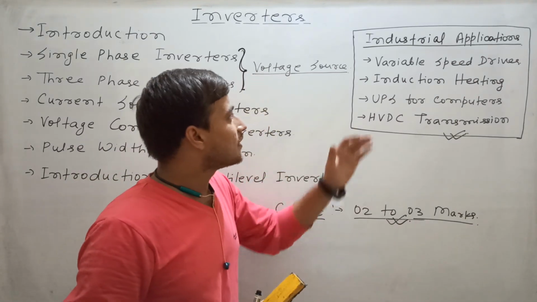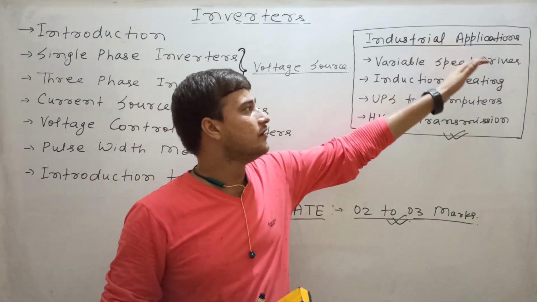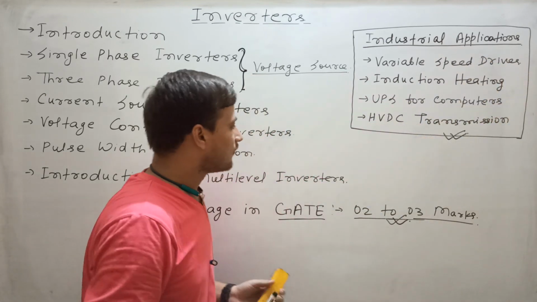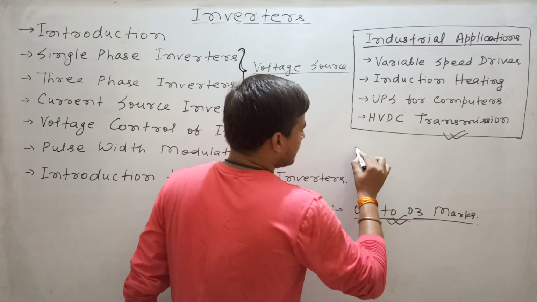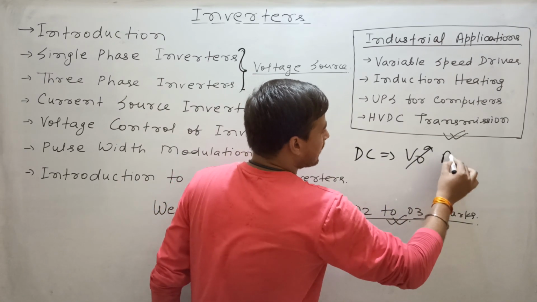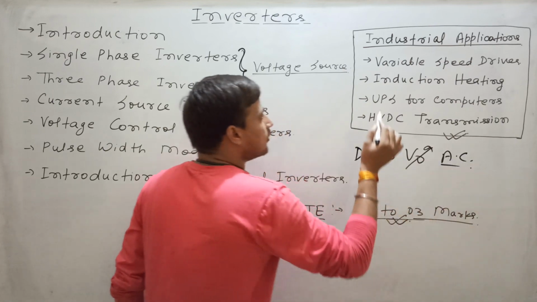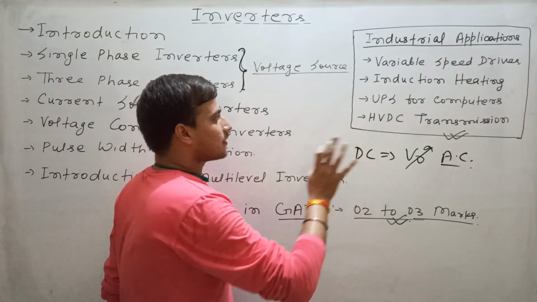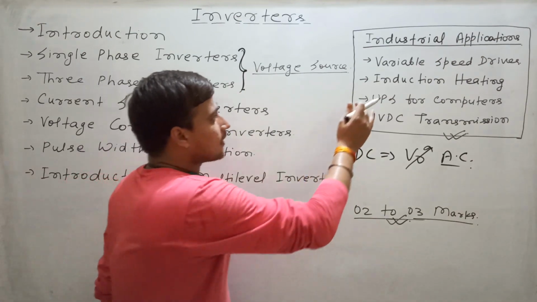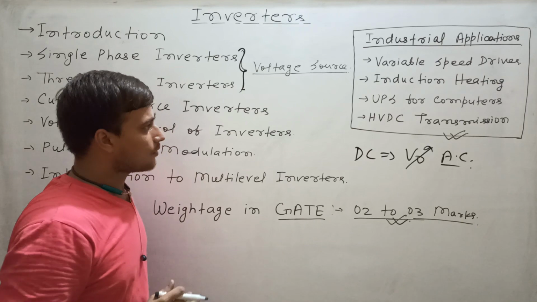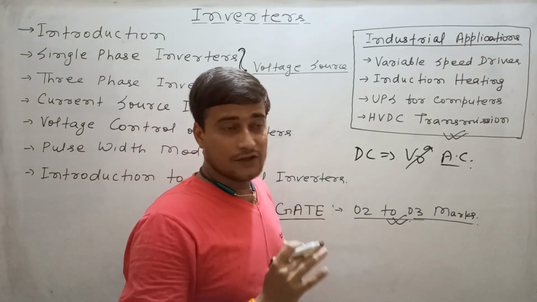So what are the industrial applications of inverters? Inverter is providing you fixed DC to variable AC. Clear? Variable AC. Now if you have variable speed drives, then you need inverters. In the case of induction heating, and in the case of UPS for computers, inverters are used.